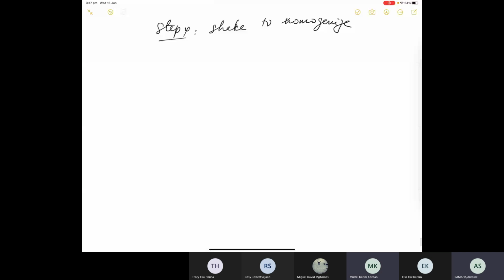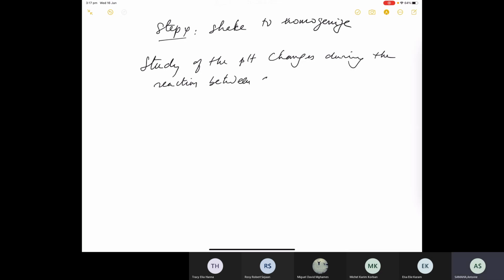So let's put it as a big title: study of the pH change during the reaction between a strong acid and a strong base in aqueous solution.